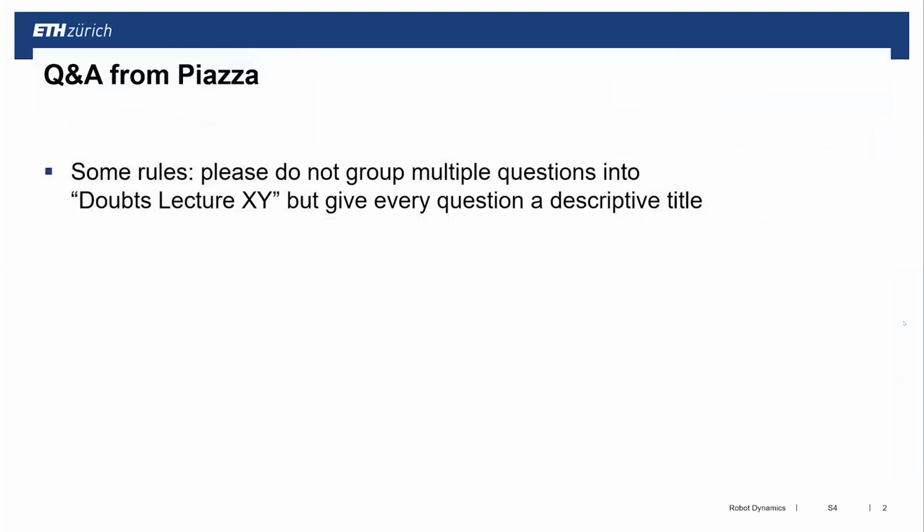So let me directly dive in. There's just one small comment related to Piazza. Some people started to ask a question with the title "Doubts about Lecture XY," and then there's a series of a couple of questions. I think it would be much more helpful for us and for everybody if you make individual questions and give them a descriptive title, so that we can assign them to the right people and also group them much better. It's easier for your colleagues to follow as well.